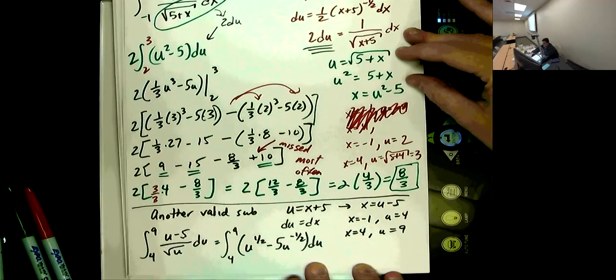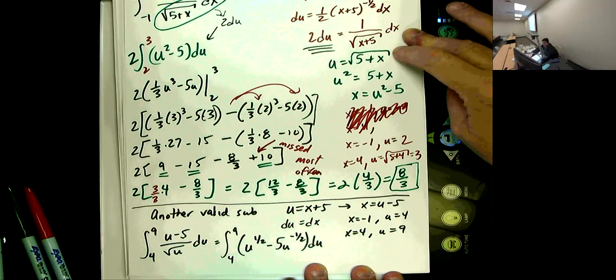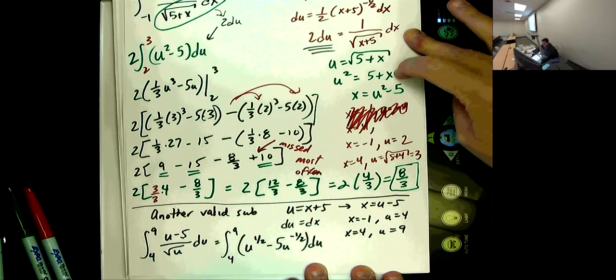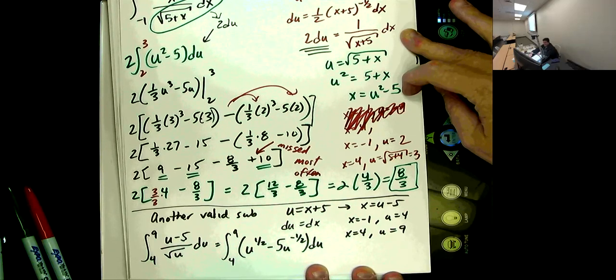So Jose, we had u equals square root of 5 plus x. I solved for x here. I squared both sides. And then I subtracted 5. Does that make sense?